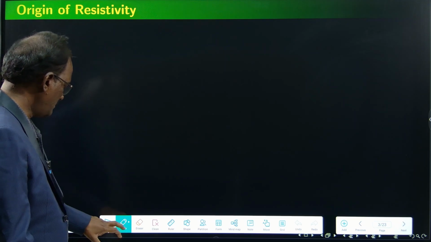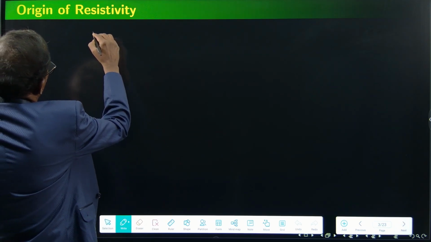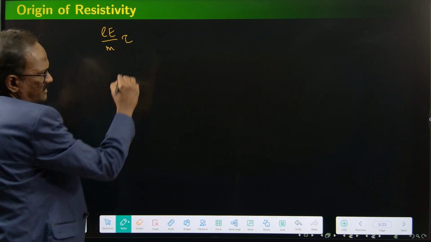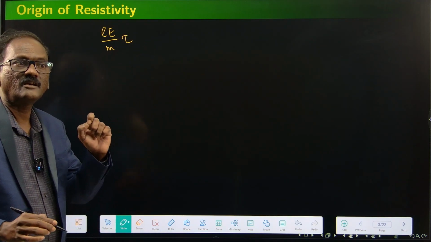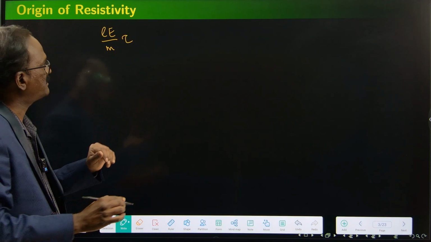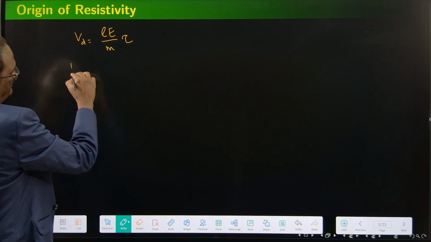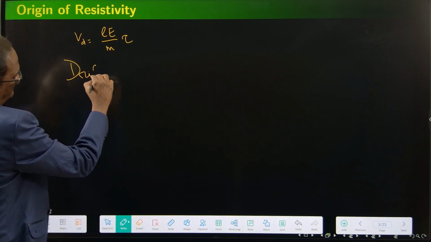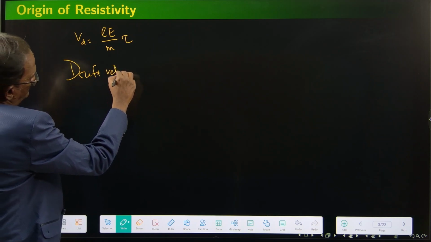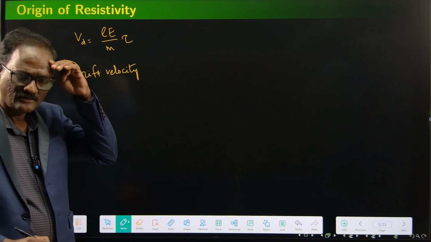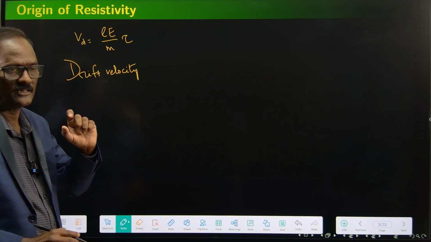So the origin of resistance is this equation, e E by m into tau. This is the origin of resistance as well as resistivity. This is nothing but drift velocity. So this is the expression of drift velocity of electrons.